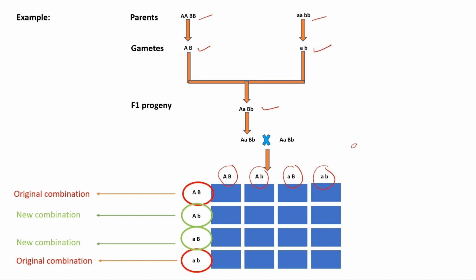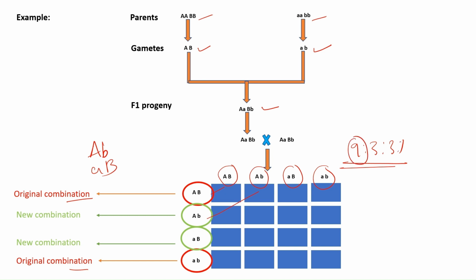This 9 is to 3 is to 3 is to 1 is a phenotypic ratio. So how do we get this phenotypic ratio? By combining different gametes, which we already learned. But we know capital A, capital B is the original combination, and small a, small b is the original combination. So what are the new combinations? Capital A small b and small a capital B. These are new combinations.